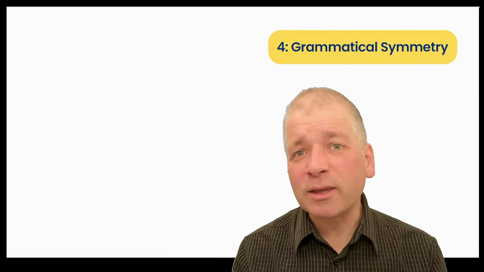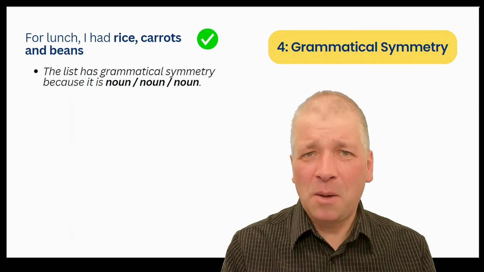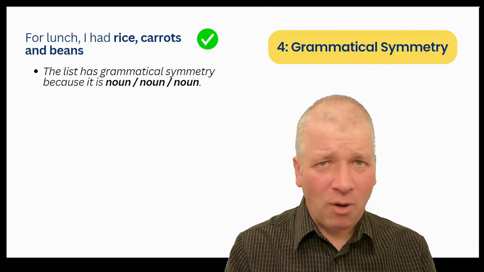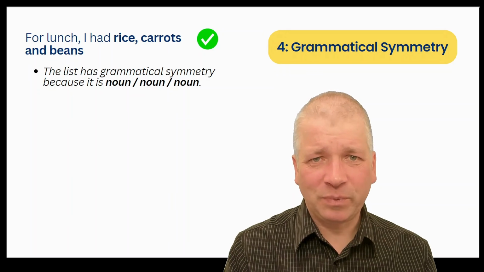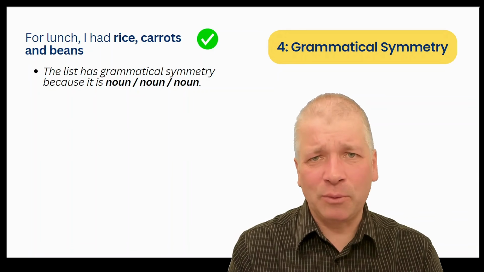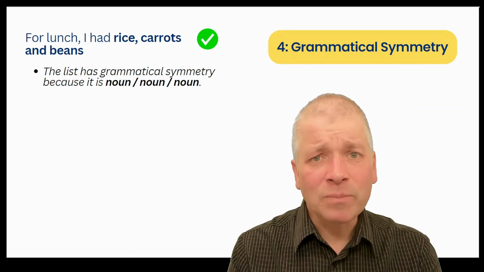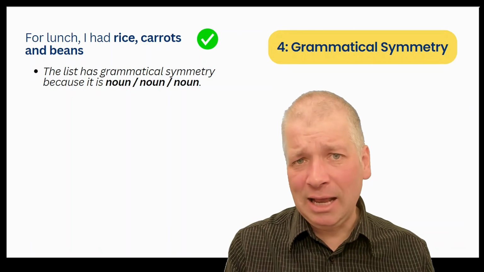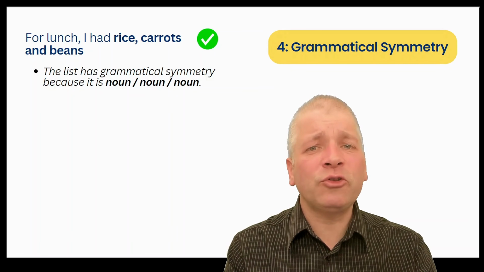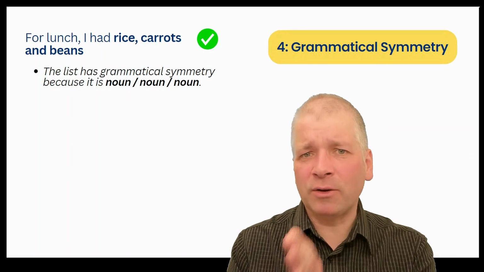Number 4 is grammatical symmetry. In this first example, there is grammatical symmetry. For lunch, I had rice, carrots and beans. This list has grammatical symmetry because it is noun, noun, noun. Rice, carrots, beans. Noun followed by noun followed by noun. And when we make lists in English, the most complex advanced English will try to achieve grammatical symmetry, where we have similar grammar in each part of the list.